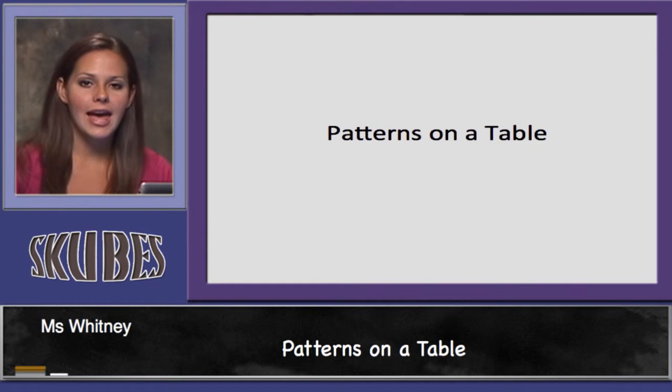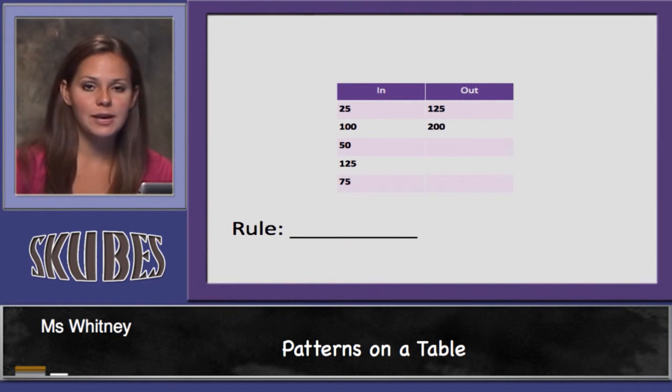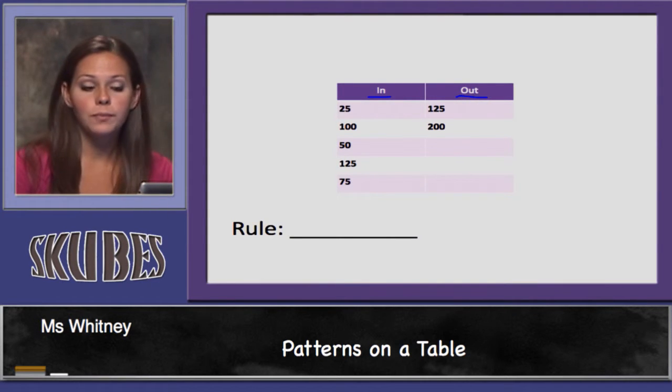We are going to be looking at patterns on a table. This is an input-output table. We need to find the relationship between the numbers in the in column with the numbers in the out column. We will find the rule.